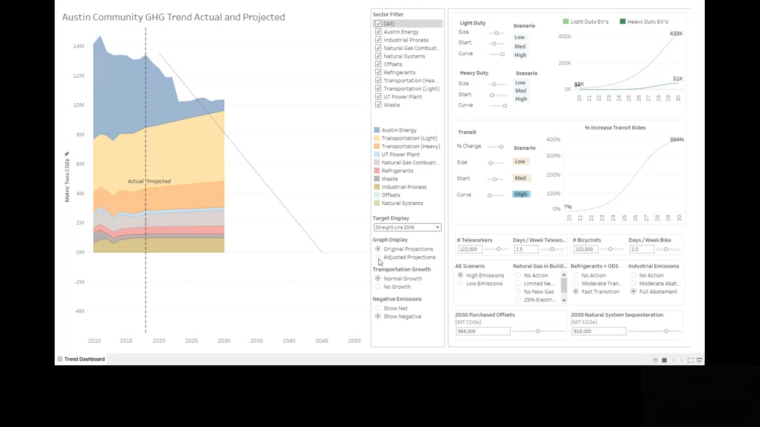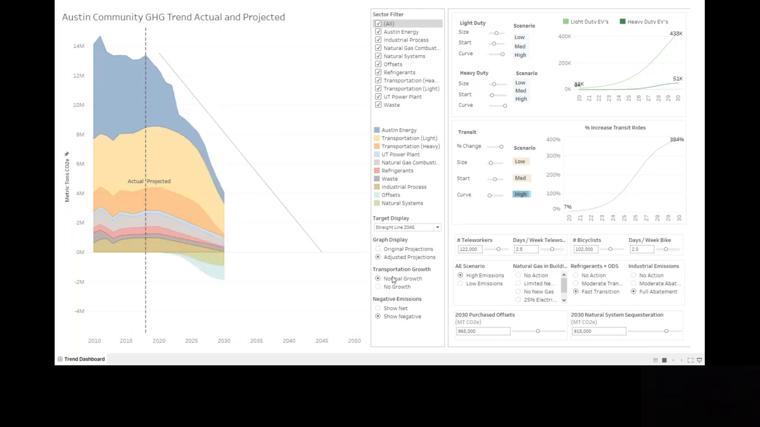The first radio button below that, graph display, this is an important selection, allows you to change the graph from a business as usual or no action scenario, which is original projections, and adjusted projections, which then allows the graph to take into account all the changes on this right side. So if we want to just quickly snap back to what happens if we do nothing, we can select original projections. Otherwise, we want to stay in adjusted projections.